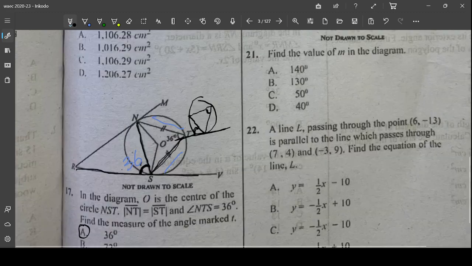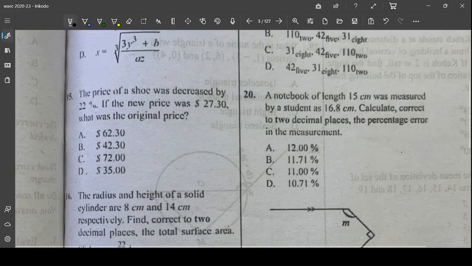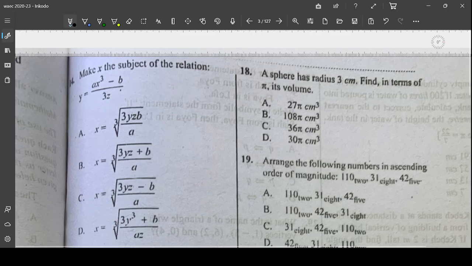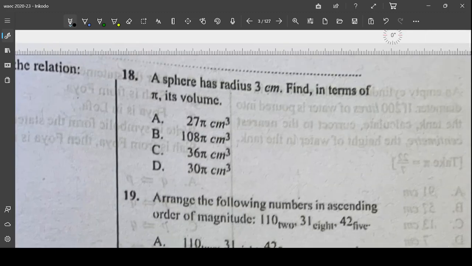Now, for question number 18, it says a sphere has a radius of 3 centimeters. So find in terms of pi its volume. So what's the formula for the volume of a sphere? The volume of a sphere is 4 over 3 pi r cubed. We are told to find it in terms of pi, which means we are going to leave pi as pi, and I will only put in 3 for r.